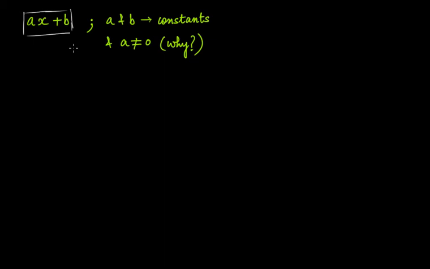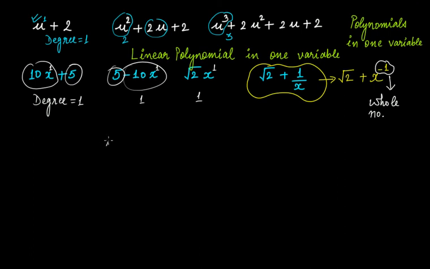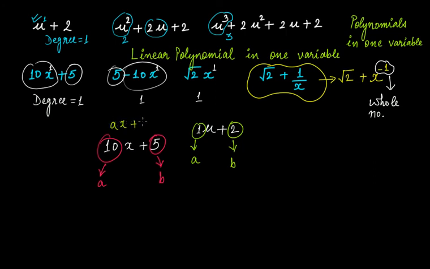Okay, let's discuss this one by one. Why ax plus b? Well, you can see here, when your linear polynomial in one variable is represented in this way, a and b can be constants. So you can take this example here, 10x plus 5. In 10x plus 5, this is a and this is b. Now if you take u plus 2, that means 1u plus 2, so 1 is a, 2 is b. Again, ax plus b form. Don't go on this variable. You can take any variable. The only thing is that in general, you can represent a linear polynomial in one variable in this form.